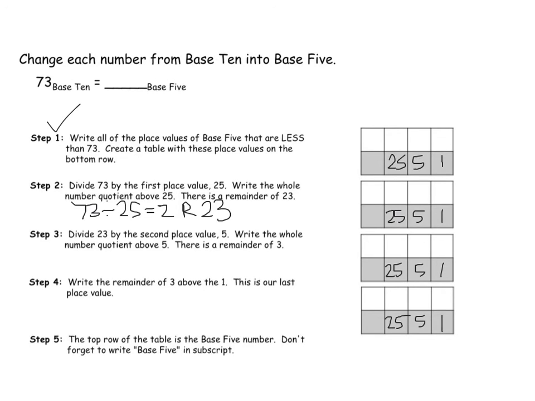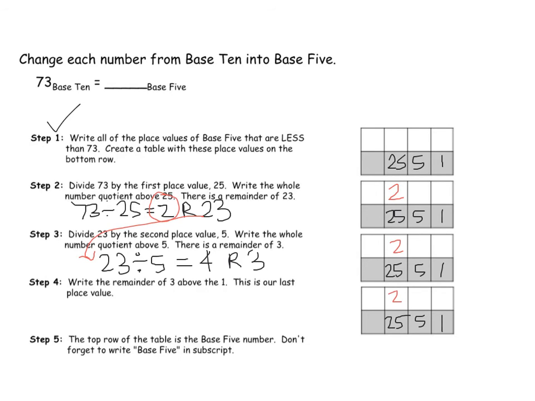So, the first number, our quotient, is 2. We are going to write that above the 25 because there are 2 25s in my total number. The remainder is what I use for my next step. So, we're going to start with 23. I am going to divide it by the next place value. In this case, that's 5. 23 divided by 5. That is going to give me 4 with a remainder of 3.